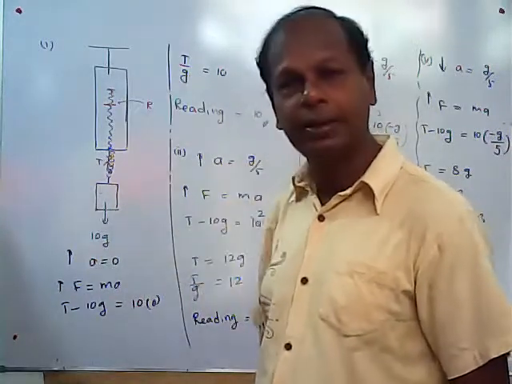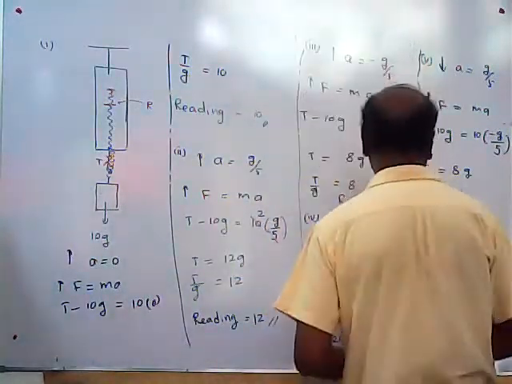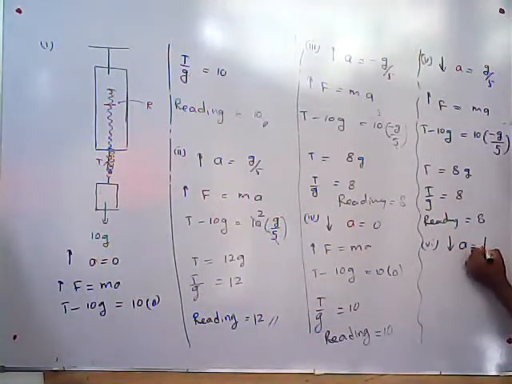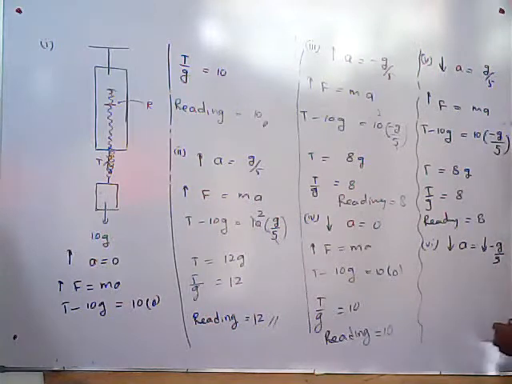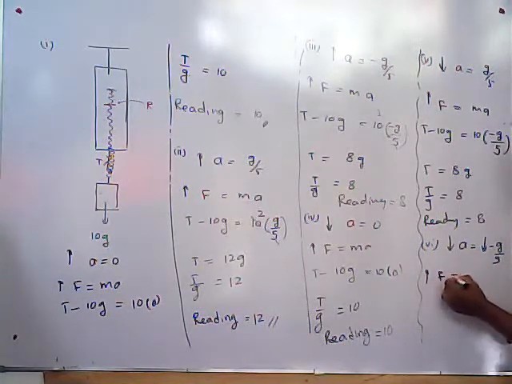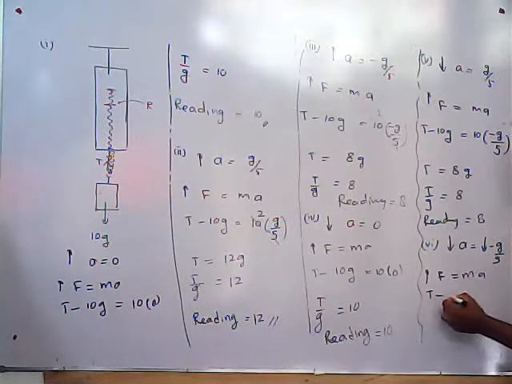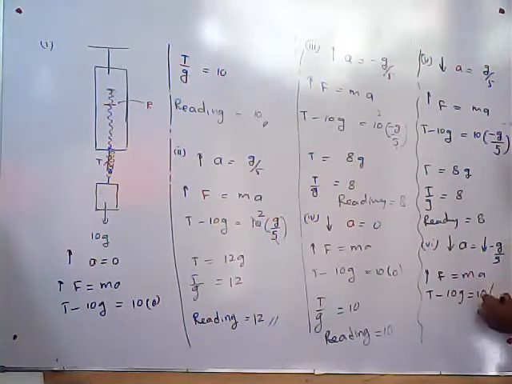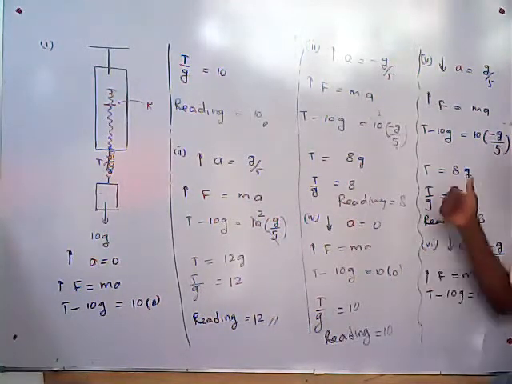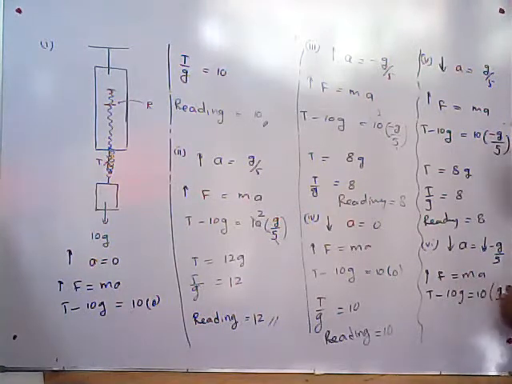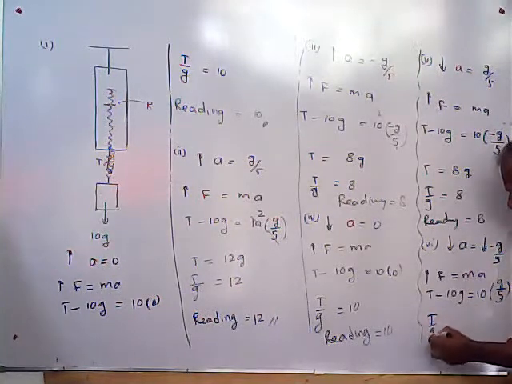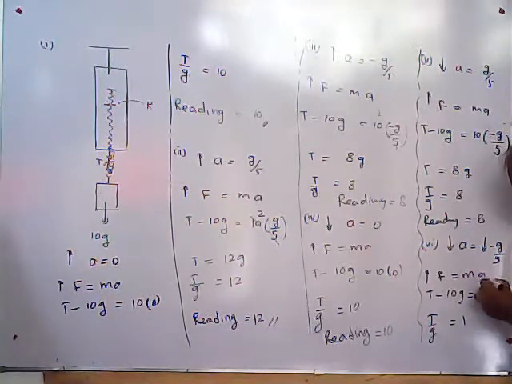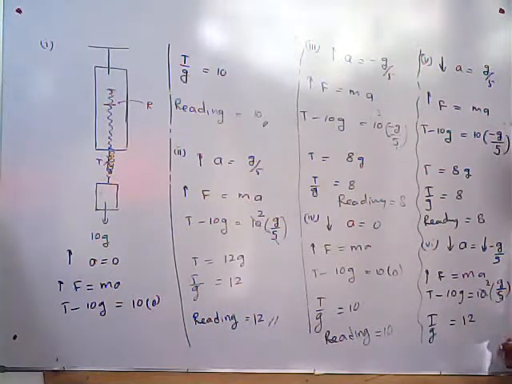And the last part. Finally, it's climbing down at minus g over 5, the acceleration. So applying upwards equals ma, T minus 10g equals 10 times minus g over 5. This time it's climbing down at minus g over 5, but we are applying upwards, so the acceleration here will be plus g over 5. That's what we apply. So T over g equals 12. This is the reading. The reading is 12 this time. Again, you get a bigger value, right?